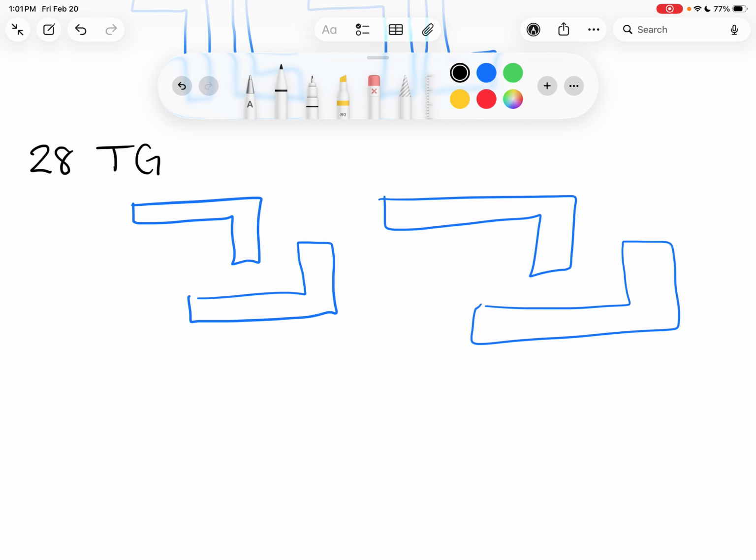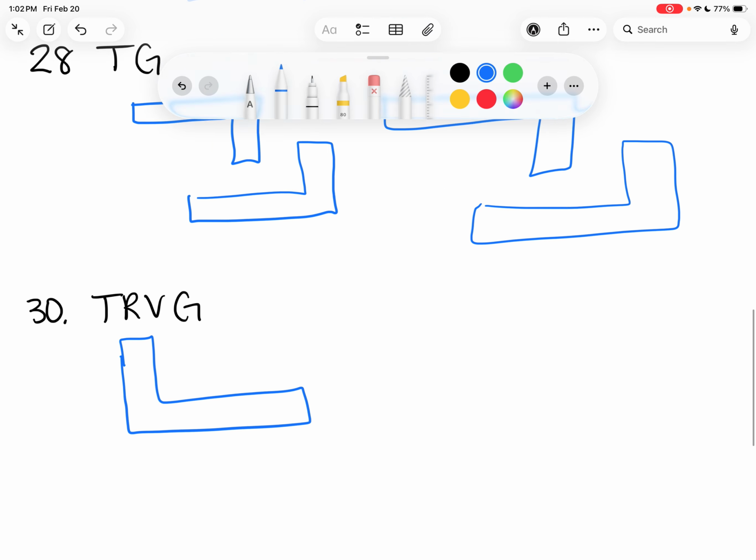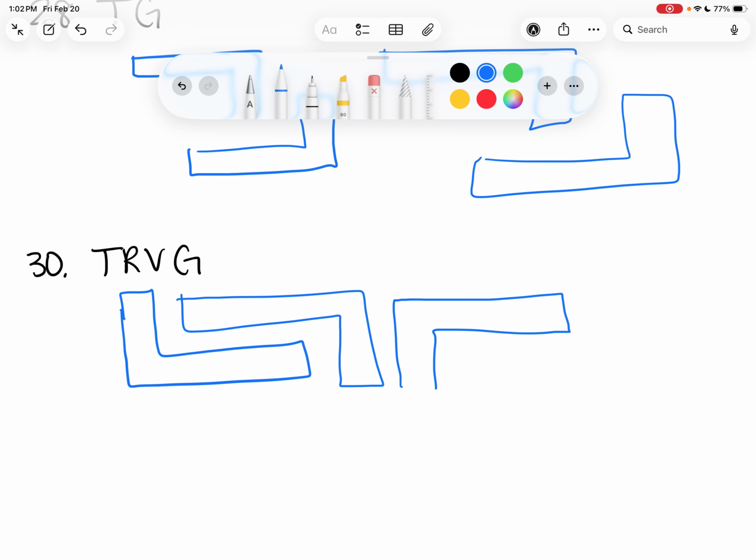And then 30 is TRVG. So for this one, I'm going to start with my L this way, and I'm going to have a vertical reflection, so I'm probably going to do it as a set of 2. I can have it come through this way, like that, and then I can basically repeat it over here, reflected.